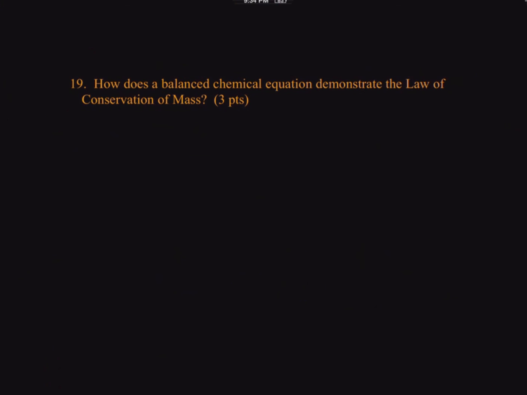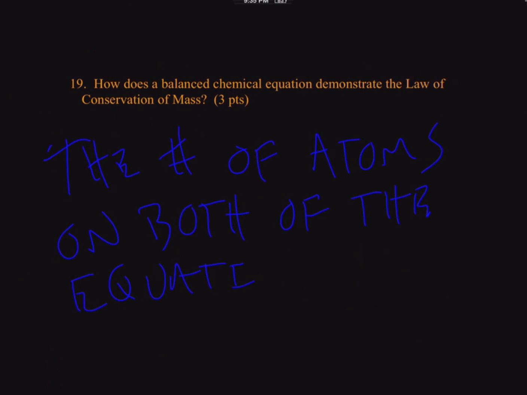And finally, how does a balanced chemical equation demonstrate the law of conservation of mass? The number of atoms on both sides of the equation is the same. Okay, so the law of conservation of mass says the total mass of the reactants equals the total mass of the products. That's what it actually says. What it means is that the number of atoms is the same from beginning to end. They are rearranged, different compounds are formed, but the number of atoms stays the same, which is why the mass stays the same, and the balanced equation shows that, because in order for it to be balanced, you have to have the same number of atoms of every element on both sides, even when they're rearranged. So that's how it supports the law of conservation of mass.